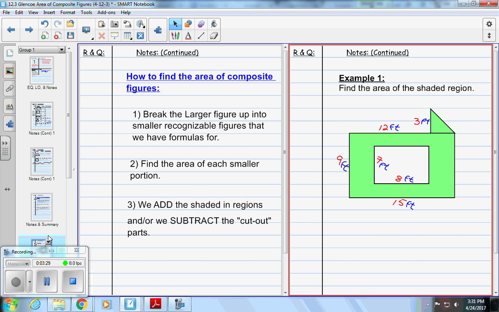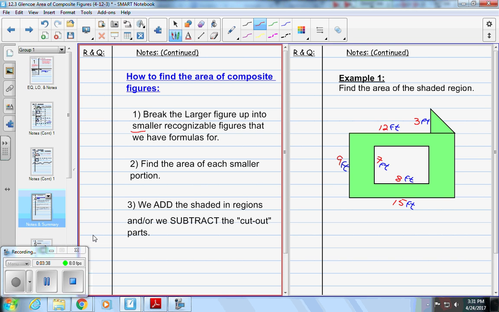Okay, welcome back. So anytime we're doing the area of composite figures, step 1 is going to be trying to break the larger figure up into smaller, recognizable figures that we have formulas for. So any student will have the ability to cut up their figures in different ways. The goal is to do it in the most efficient way. And again, it can be different for some students versus another student, but if you do cut them up correctly, we'll end up with the same answers in the end.